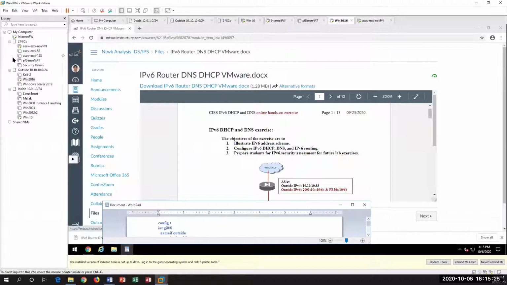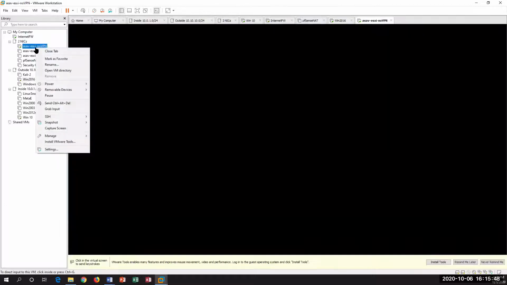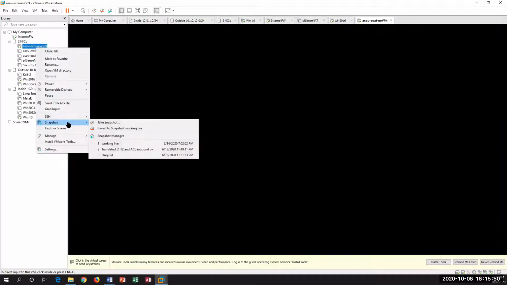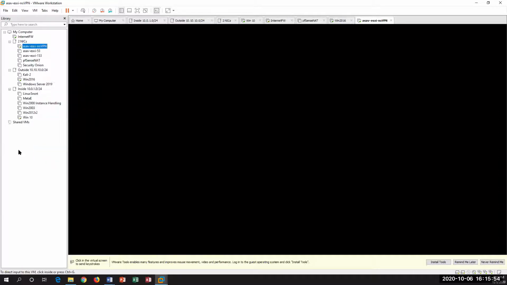And now we are going to show you how to capture the NS (neighbor solicitation), neighbor advertisement, and also the router solicitation and router advertisement packet. So we are going to, like what we did before, go to your ASAV without a VPN, right click, go to snapshot, working live, and activate that.